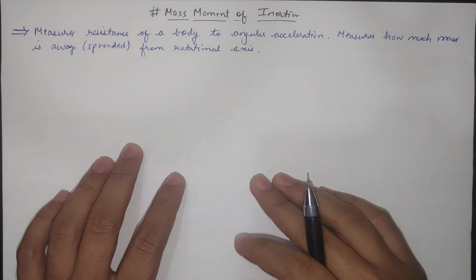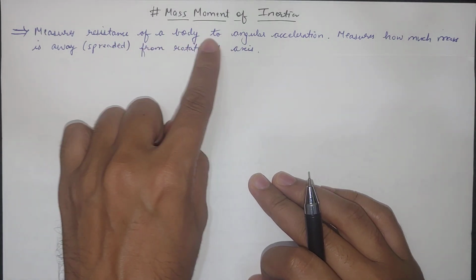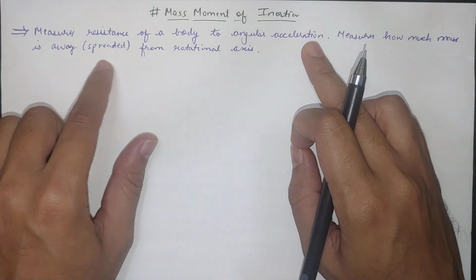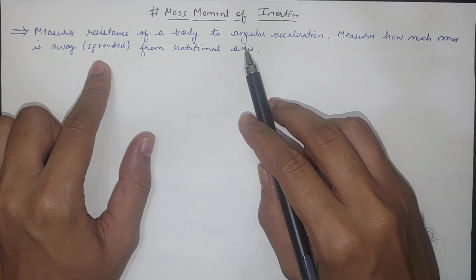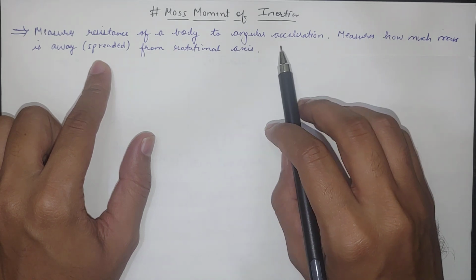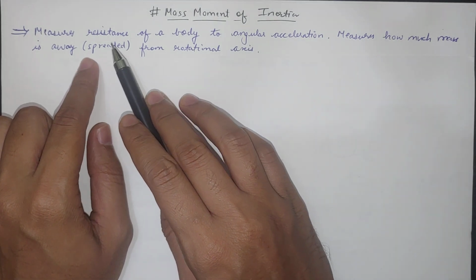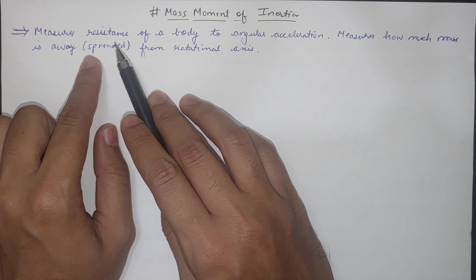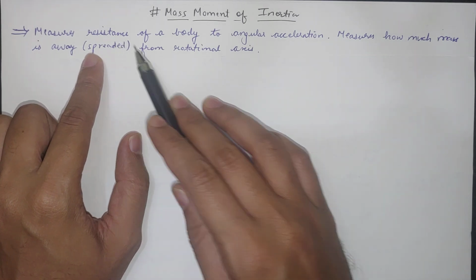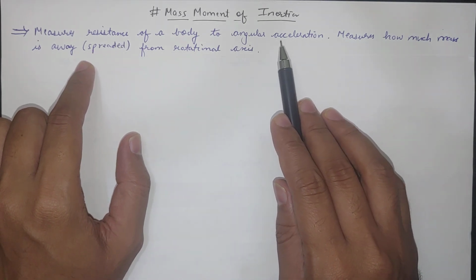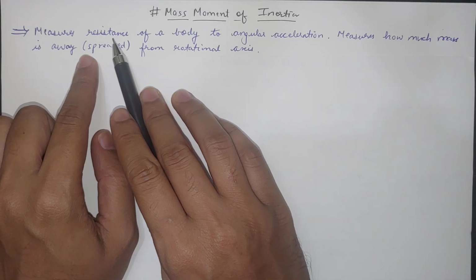In this video, we will discuss mass moment of inertia. It measures the resistance of a body to angular acceleration. Meaning if we apply a force or a torque for angular acceleration, then how much the body will resist it, how slowly it will move for a particular amount of mass. So it shows a resistance.